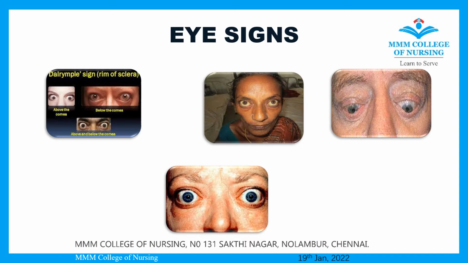Fourth one is Stellwag's sign. Here, we can identify a staring look with infrequent blinking. So these are all some typical eye signs in thyrotoxicosis.